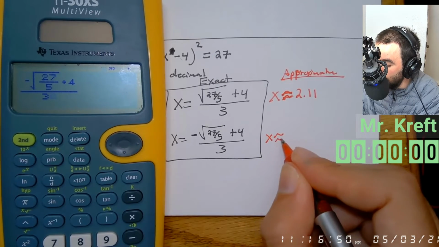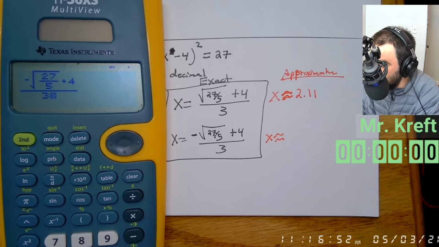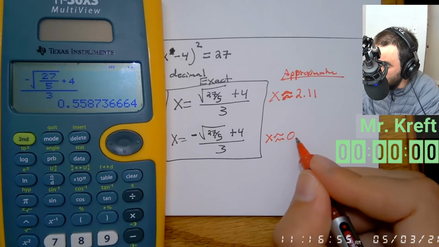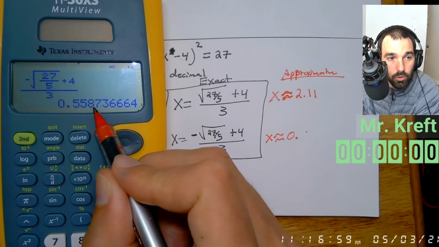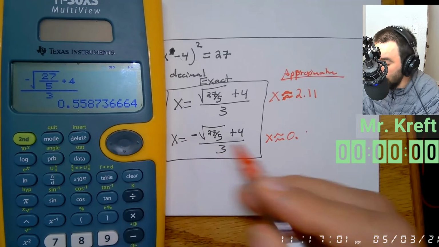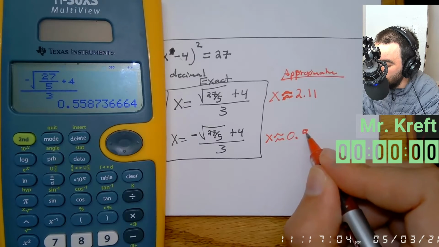So I get x is approximately, let's hit enter, let's see what we get. 0. And then I'm going to look at the second decimal, and I'm going to look at the third. If the third is 5 or higher, then I'm going to round up. So this would be approximately 0.56.